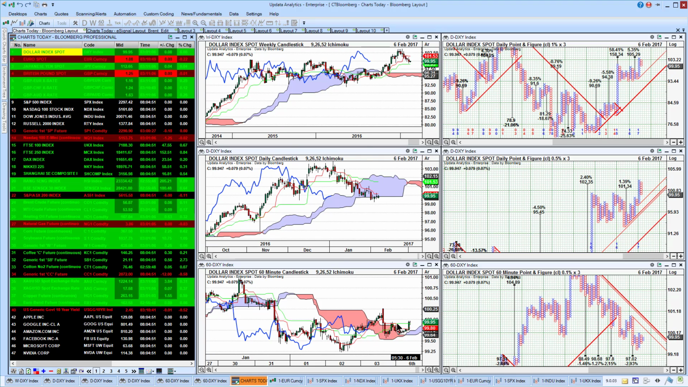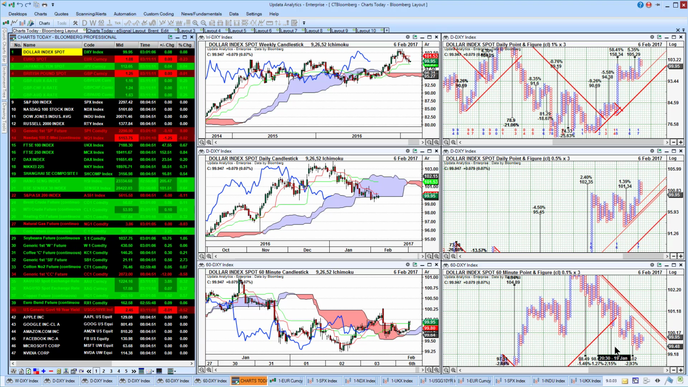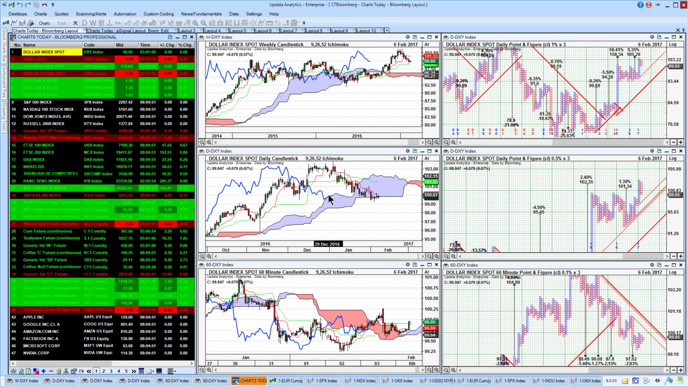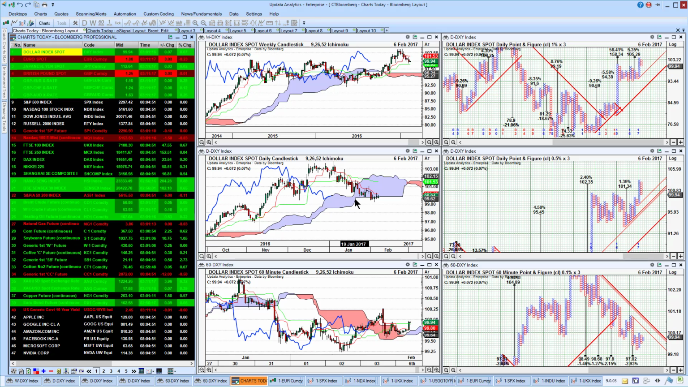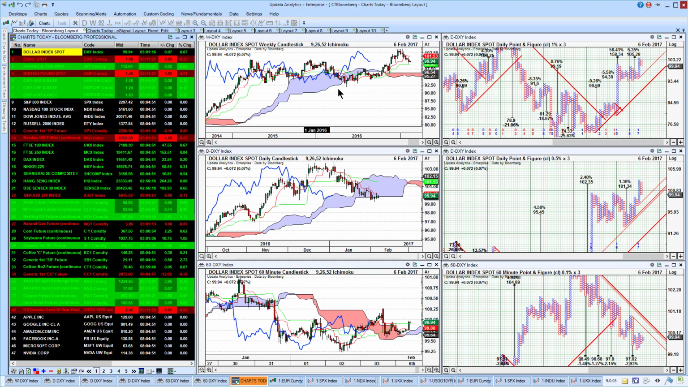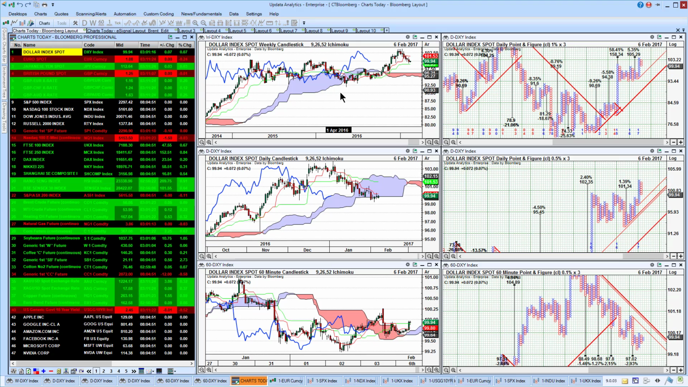Just coming through the cloud this morning on the price, not quite through on the lagging line. We do have quite a lot of downside targets in the short term. Of course, the long-term picture is still pretty bullish. Looks like we're just finding support on the cloud at the moment. We're sitting at 99.94, so just under the 100 point index level.